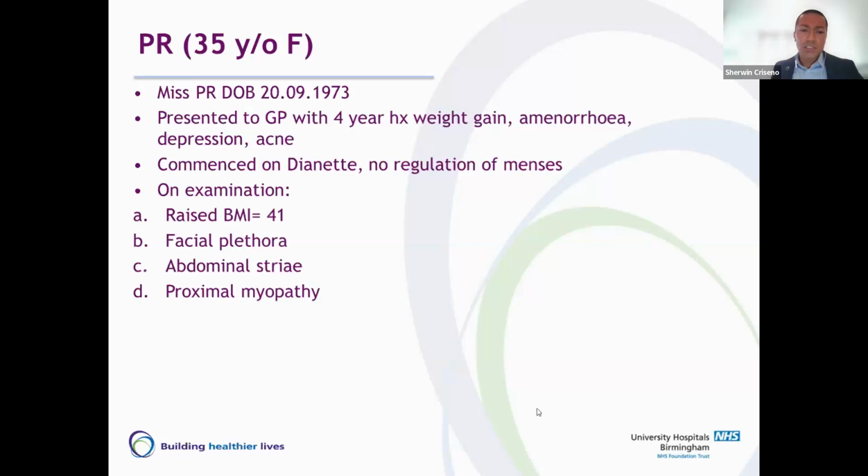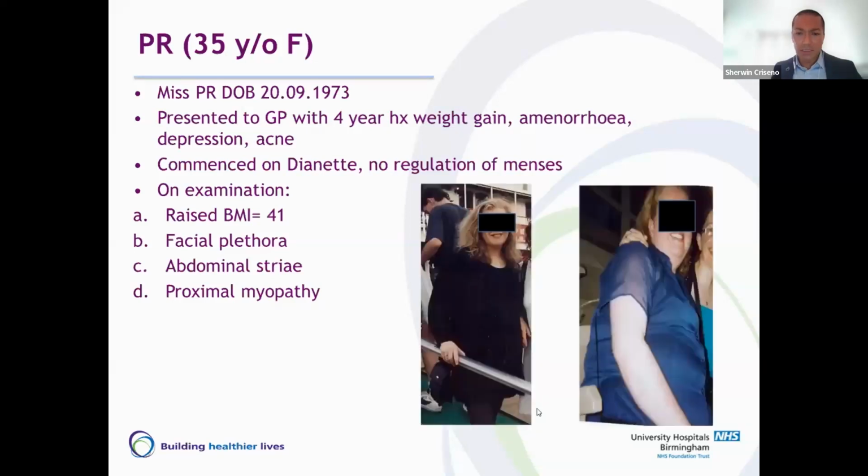She's got a facial plethora. She's got abdominal stretch marks, and she's got muscle weakness, proximal muscle weakness. And this is the patient. When she attended the clinic, she showed us this picture, and she consented for this picture to be shown to our different meetings. So this is around 5 to 7 years before her diagnosis, and this is around the time when she was diagnosed, showing us the weight that she gained over the years.